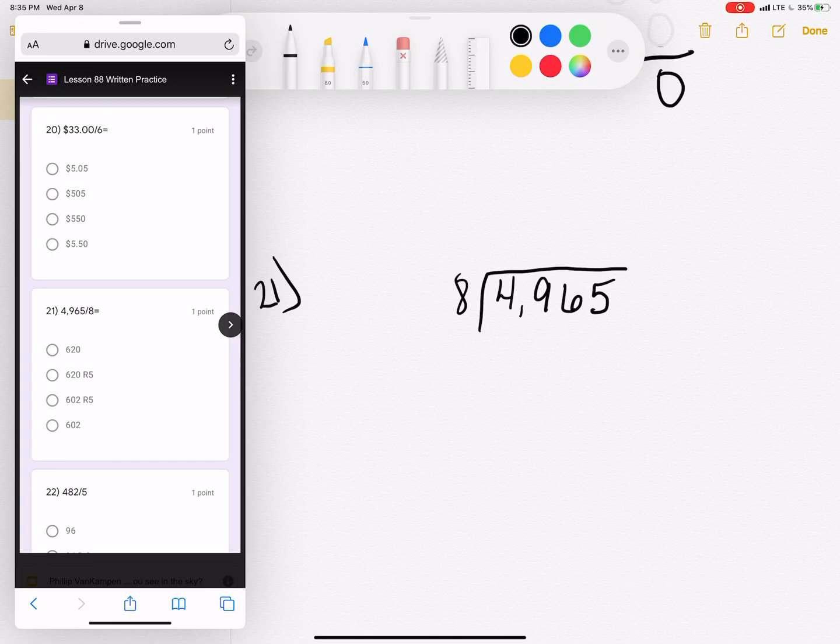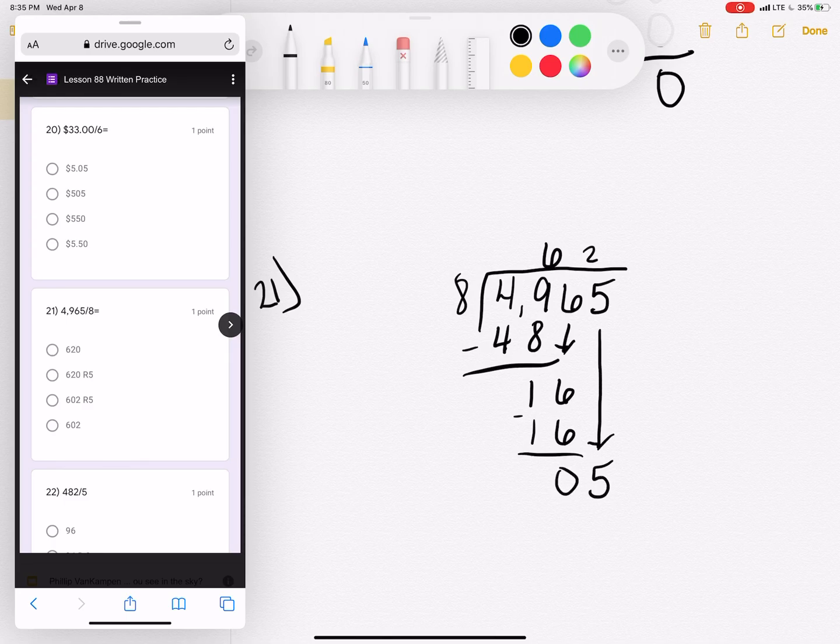Number 21. 4,965 divided by 8. 8 goes into 49. Oh, I'm going to have to think about this one. 6 times 8 is 48. 9 minus 8 is 1. Bring down your 6. There are 2 8s in 16. Works out perfect.